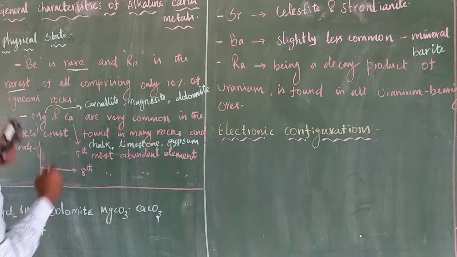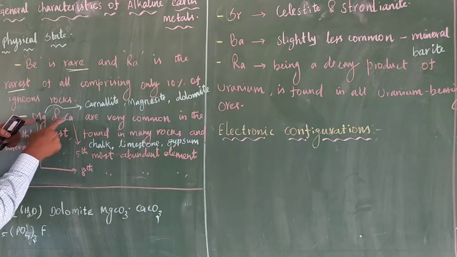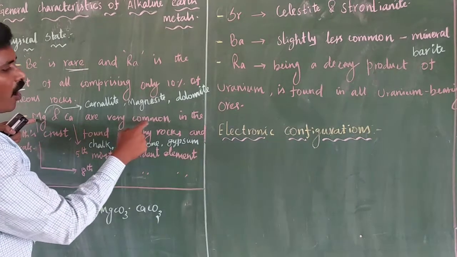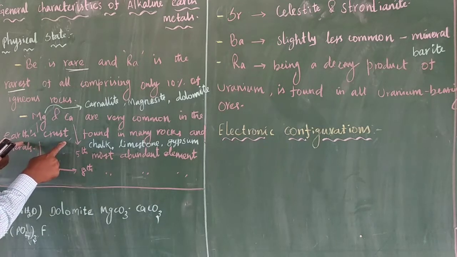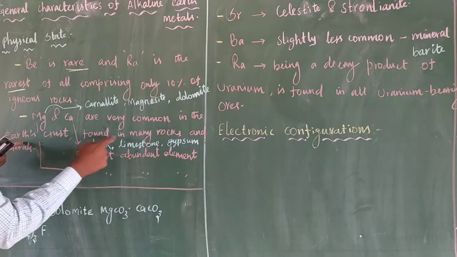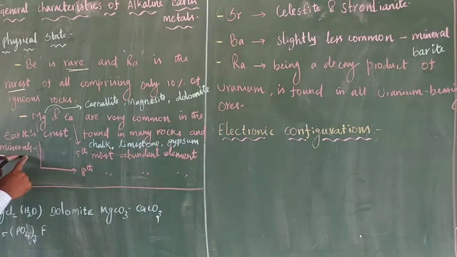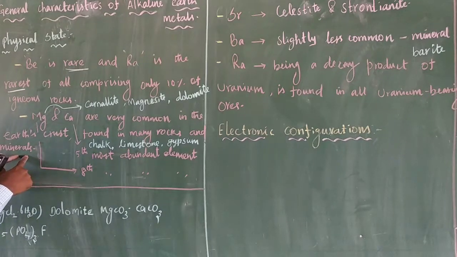Radium is a radioactive element. So the rarest are beryllium and radium. Alright. Next, magnesium and calcium. The magnesium and calcium are very common in the earth crust. They are found in many rocks and minerals. Right?